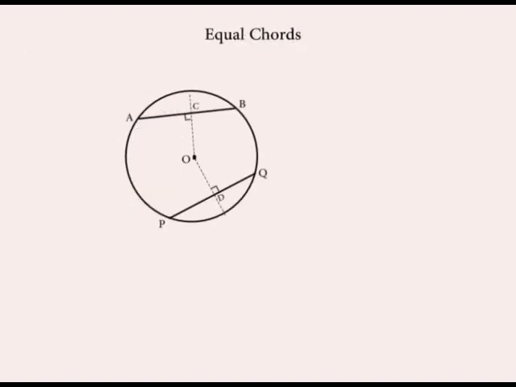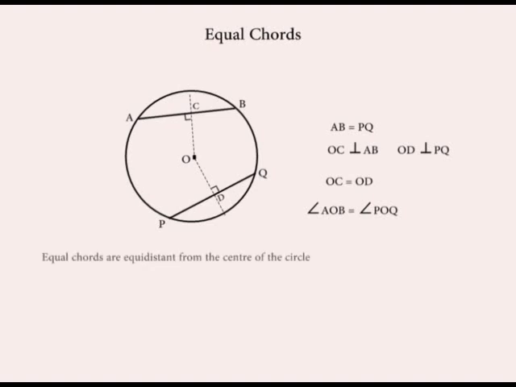Next, equal chords. In this circle, the chords AB and PQ are equal. Lines OC and OD are perpendicular to AB and PQ respectively. It has been shown that OC is equal to OD and that angle AOB is equal to angle POQ. In short, equal chords are equidistant from the center.